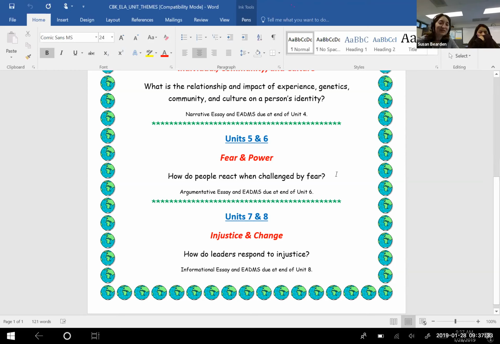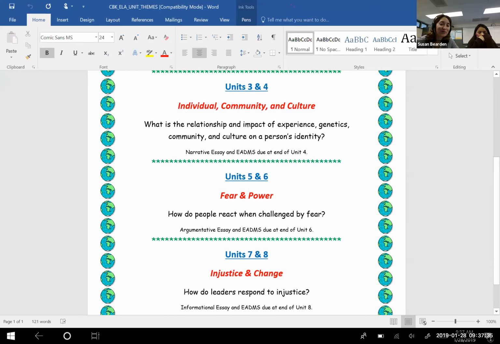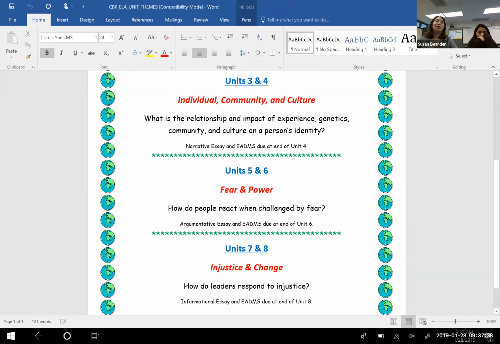So these are the topics we're choosing from. You've had a couple of moments to glance at each one. We're going to begin together with the topic for units 5 and 6, fear and power. So we're going to be starting with how do people react when challenged by fear?